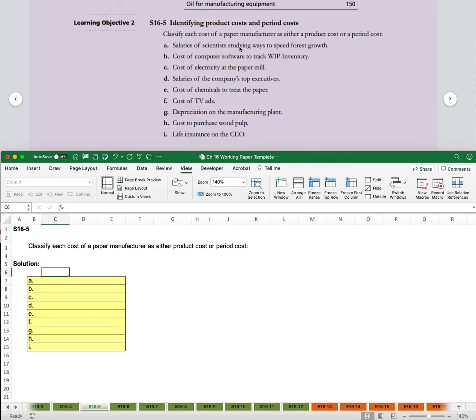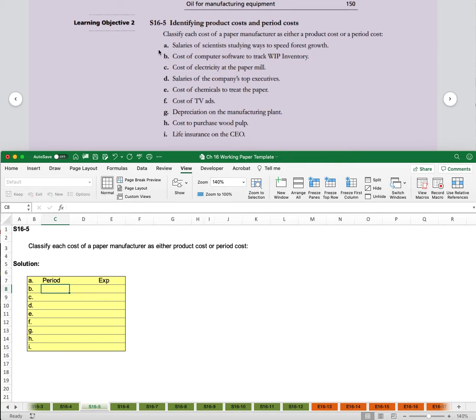Salaries of scientists studying ways to speed forest growth. And so that's going to be a period cost. It's not directly tied to the production of the product. And so we'll put period here. And then I'm just going to also label it as expense. It's not asking us to do that, but I think it's helpful for us to identify period versus product, and then also whether we're talking about selling and administrative expense versus direct materials, direct labor, or manufacturing overhead.